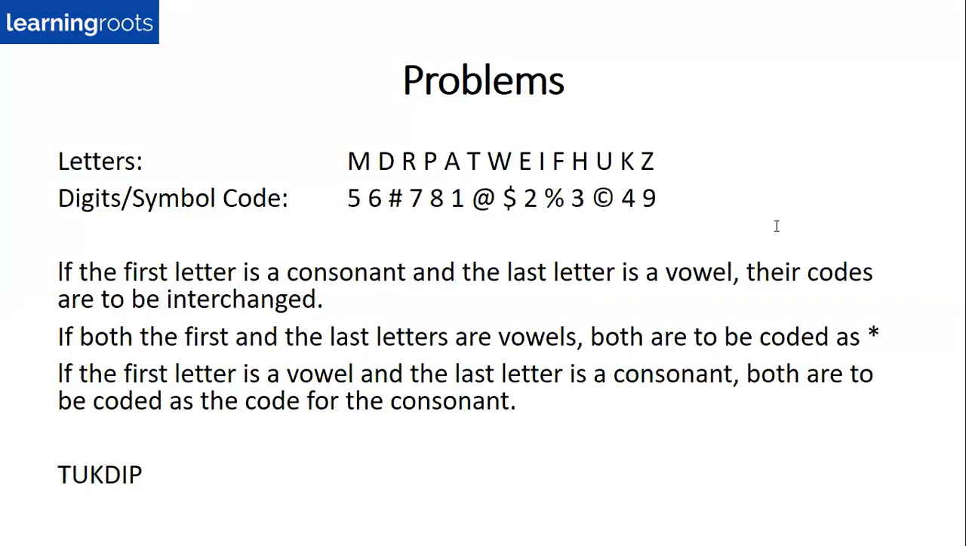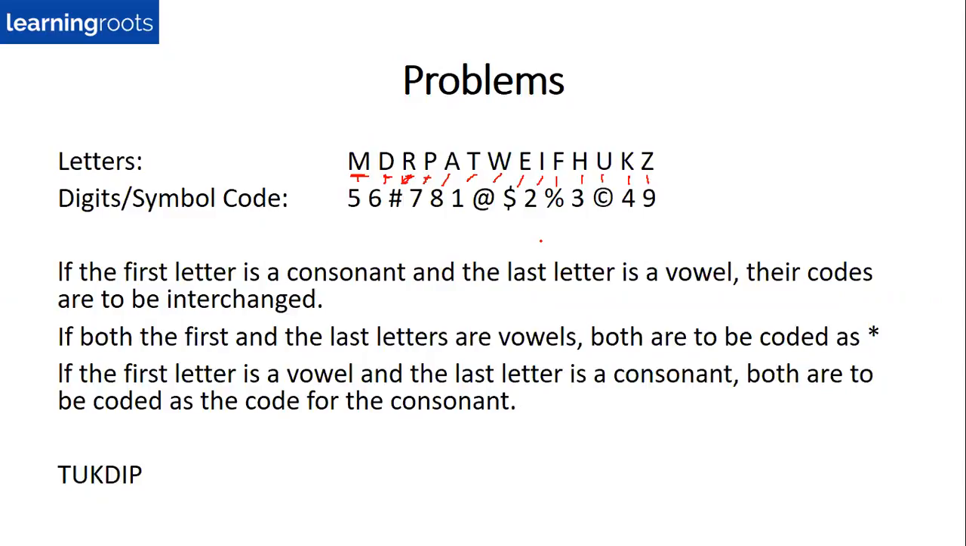So just be careful. This will happen even in CET because not every letter will have the same spacing, the place, the position that it occupies. So M is 5, D is 6, R is hash. So hash doesn't appear exactly below R, but that's how it is. So P7, A8, T1, W at E dollar, I2, F percentage, H3, and then again it's exactly below.